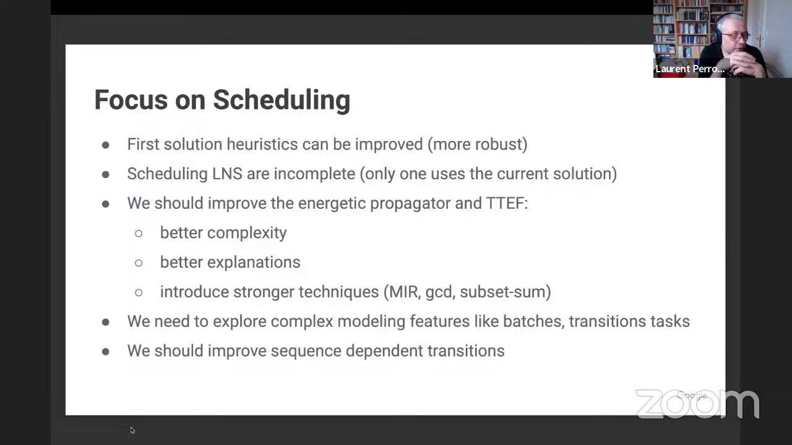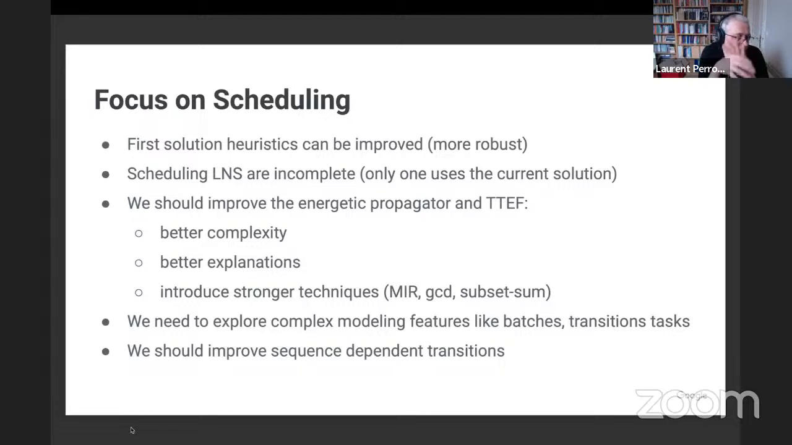Plenty of stuff to do on the propagators. We have timetabling, edge finding, and energetic propagators. I don't think the two have the best possible complexity. I don't think they have the best possible explanation, and they barely integrate some of the techniques I talked about: subset sum, GCD, and similar techniques.